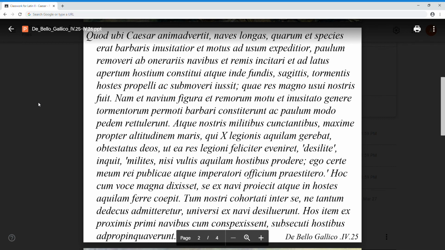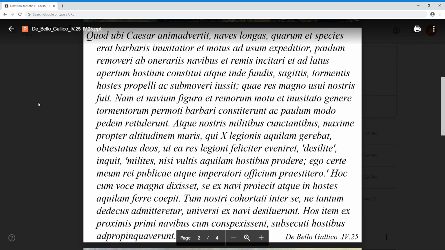Universi ex navi dissiluerunt. Universi means universal, as a whole, as a body, so all together. They grabbed hands and they all together dissiluerunt, jumped down ex navi. Once again, for navi, read nave. They jumped down from the ship. So they watched him do it. Then they hyped each other up so that they not shame each other. And then all together they jumped down from the ship.